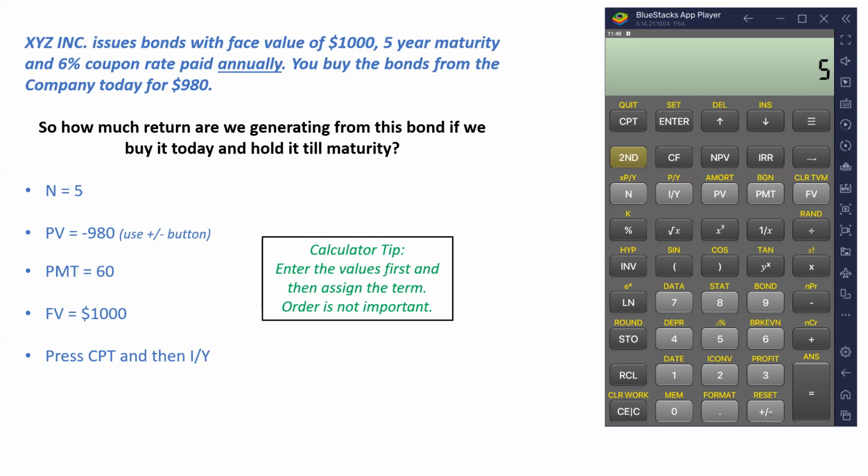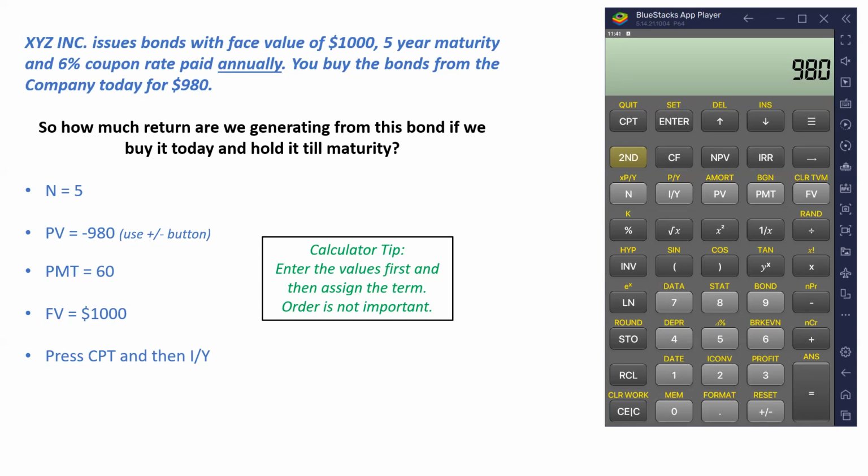So I enter 5 and then I'll press N. In your screen, you will see N is equal to 5. So we have entered the first variable. Next, we have to enter 980. We have to put a minus sign.